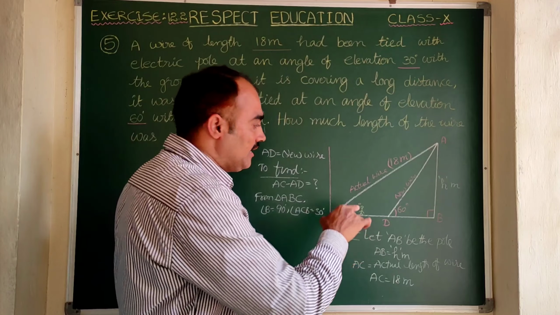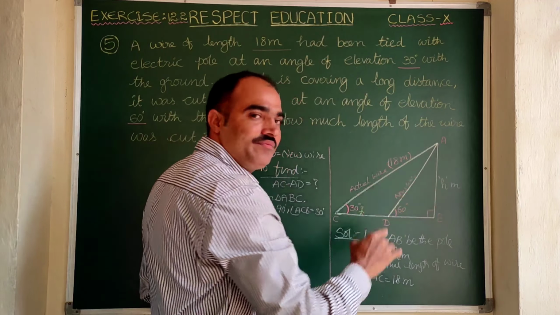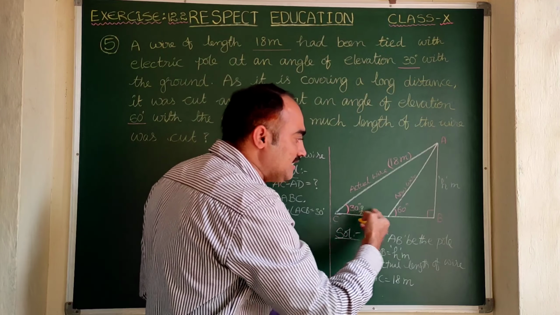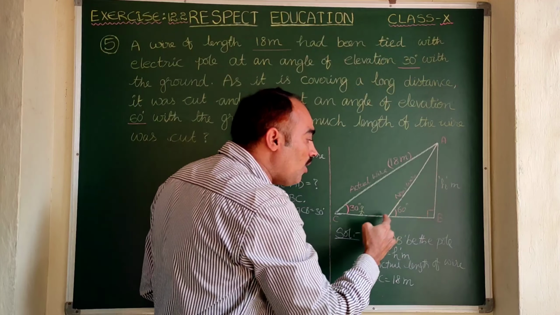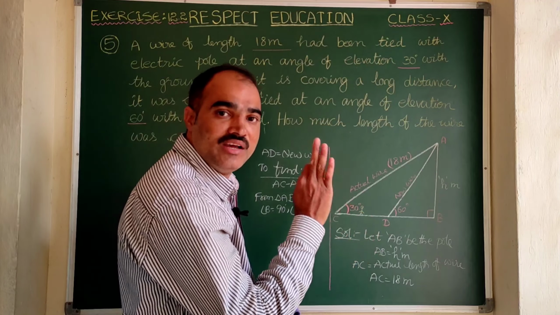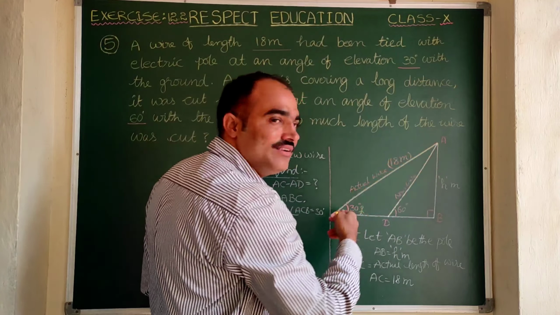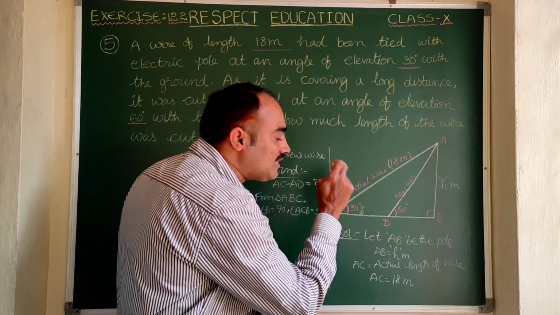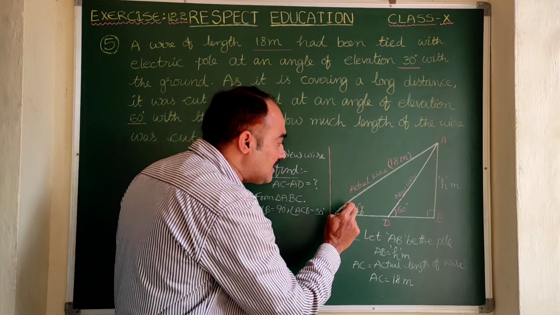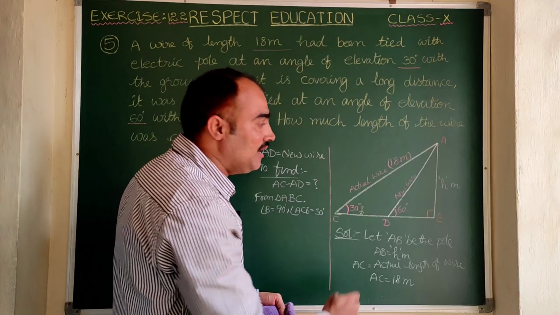Then this opposite side is AB. Here the adjacent side is BC. Both are not known. They are not given. What is given? AC is given. What is AC for this angle 30 degrees? For this 30 degrees, that is the hypotenuse.